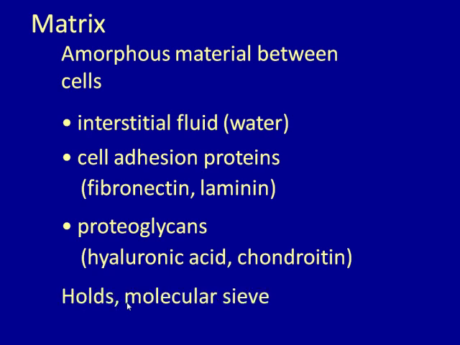The matrix helps hold the cells and keeps them supported, but also acts as a molecular sieve. That is, these proteins are close enough together that there are tiny spaces between them, and material can diffuse through those spaces to get to the cells.